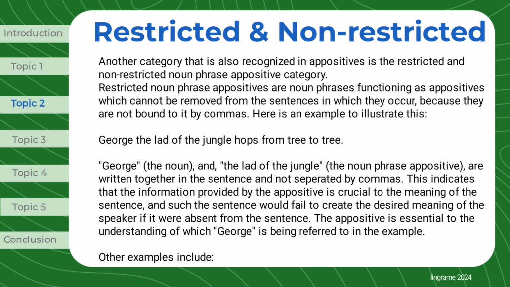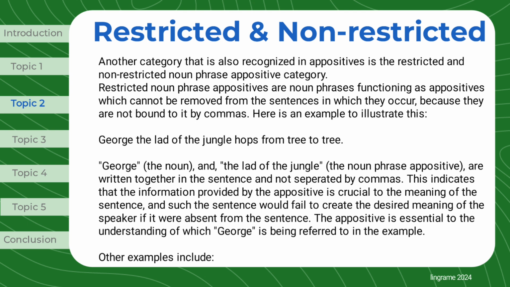Restricted noun phrase appositives are noun phrases functioning as appositives which cannot be removed from the sentences in which they occur, because they are bound to it, not separated by commas. Here is an example to illustrate this. George the lad of the jungle hops from tree to tree.